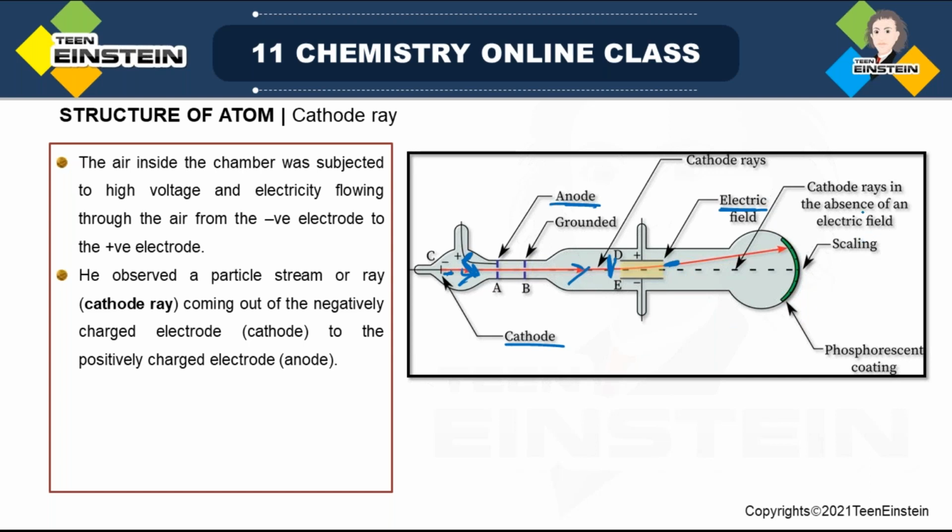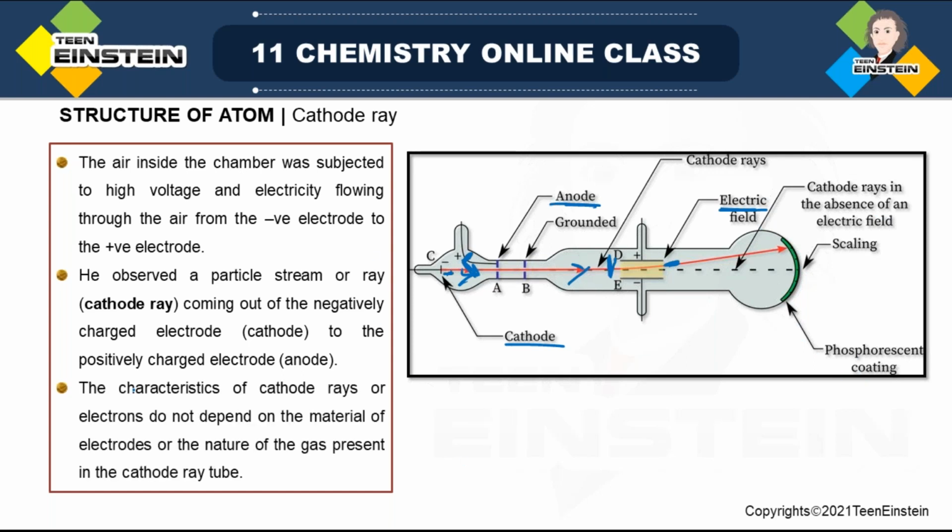So cathode rays, in the absence of any electric field, suppose you have not placed this electric field, then the movement will be direct, in a straight line, which is shown here by the dotted line. It is in the absence of the electric field. But when there is an electric field, there will be some deflection. And here we have some phosphorescent coating, and on that coating we can see this deflection property.